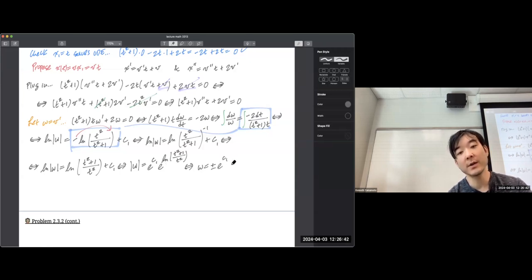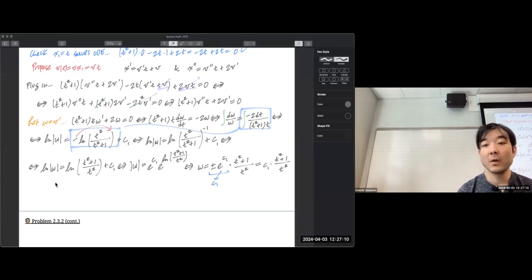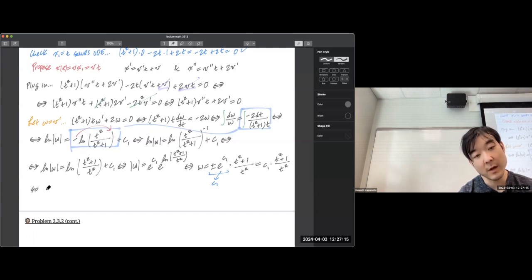These will undo each other. So this will just be multiplied by t squared plus 1 over t squared. And then we say this thing right here could be redefined as a new constant c1. And that leaves us with w equal to c1 times t squared plus 1 over t squared. But this is w, so that means v prime is equal to this thing.